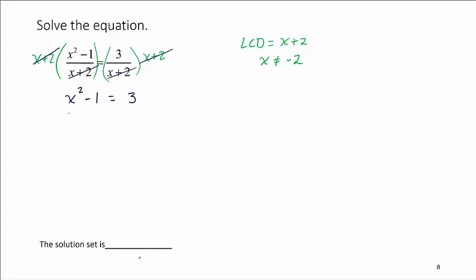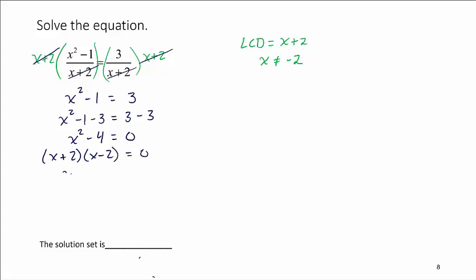All right, so in this instance, it's quadratic. It doesn't have a middle term, so you can either add 1 to both sides here and then take the square root of both sides, or you can subtract 3 from both sides and then factor it. I'm going to do it that way. So I have x squared minus 4 equal to 0, and that factors, right? It's a difference of squares, so I have x plus 2 times x minus 2 equal to 0, and x plus 2 equals 0, or x minus 2 equals 0.